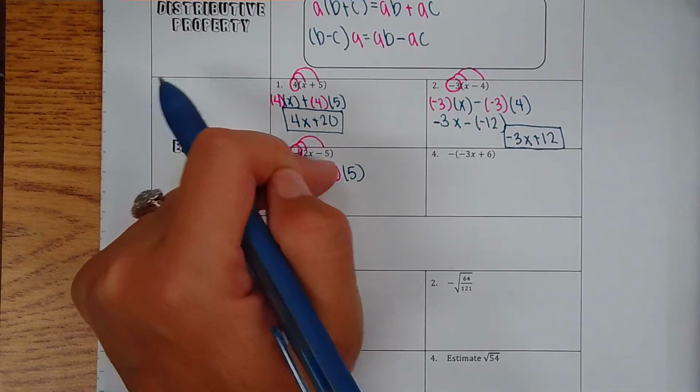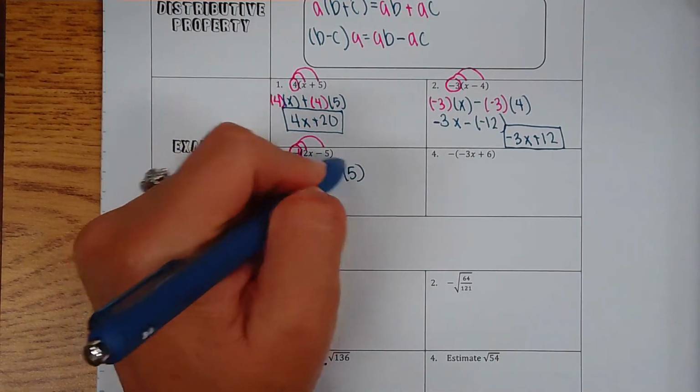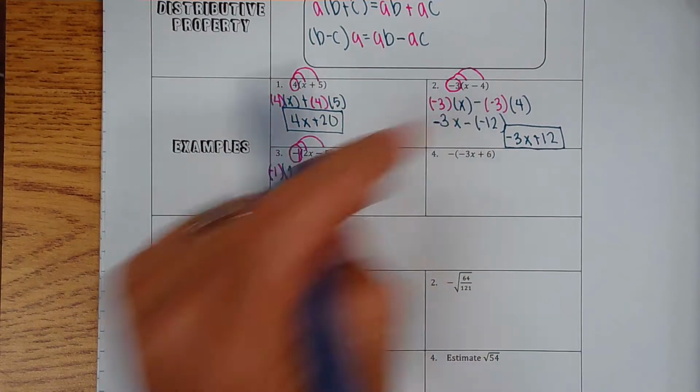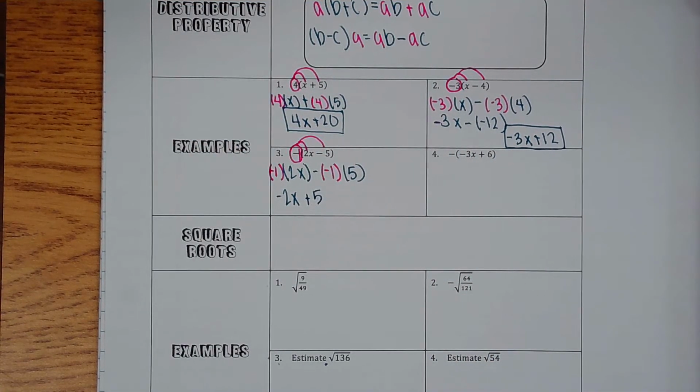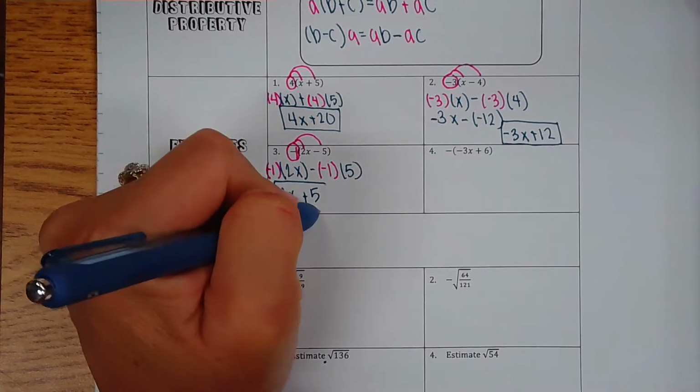And then a negative and a negative would become a positive. So this -5 with the minus in front of it would become just like this problem up here. Two negatives make a positive. And negative 2x plus 5. Okay, so box our answer.